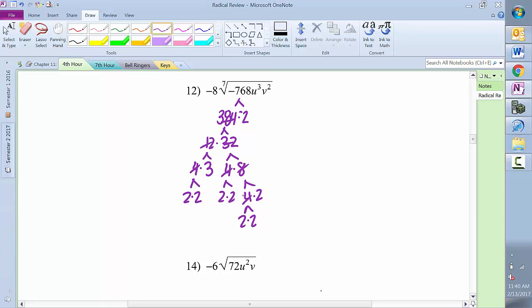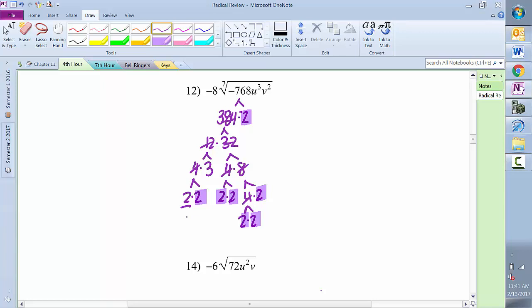So, I want groups of 7. So, I can see there's a lot of 2s, so it's probably what it's going to be. So, 1, 2, 3, 4, 5, 6, 7. That means that this guy is left over. Okay?